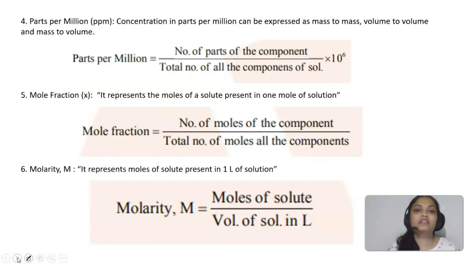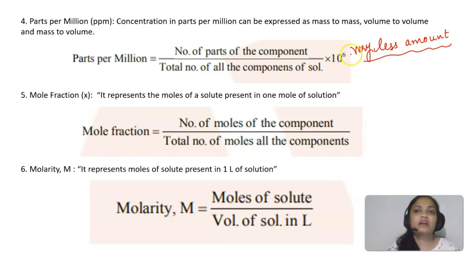Now the next one is parts per million. Parts per million is actually used to represent a concentration which is very small in amount, where the solute is present in a very small amount. So that we will be calling parts per million.